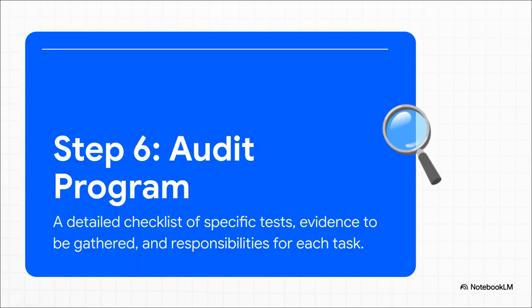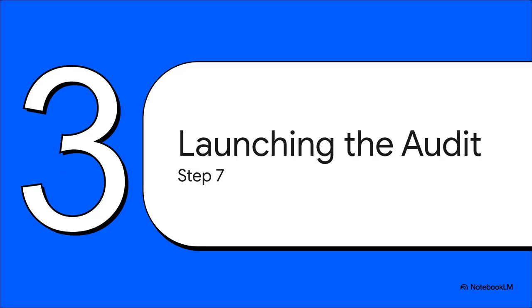Okay, step 6, prepare the audit program. And I want to be super clear here. The audit plan and the audit program are 2 different things. It's a really common point of confusion. So think of it like this. The plan is the architect's high-level blueprint. The program? That's the super detailed, step-by-step instruction manual for the construction crew. It's a checklist that tells the team exactly what tests to run, what evidence to look for, and who's doing what.